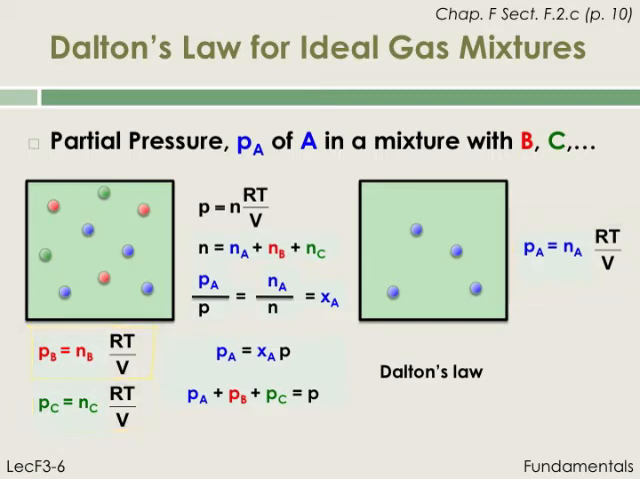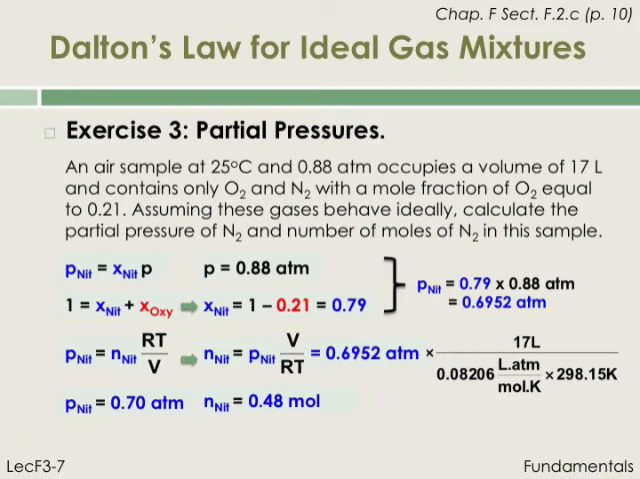Let's look at one example. So here we have a sample of air at 25 degrees Celsius. And this air is under a pressure of 0.88 atmospheres, and we know the volume is 17 liters. Now, we're going to assume in this problem that the air only contains oxygen and nitrogen.